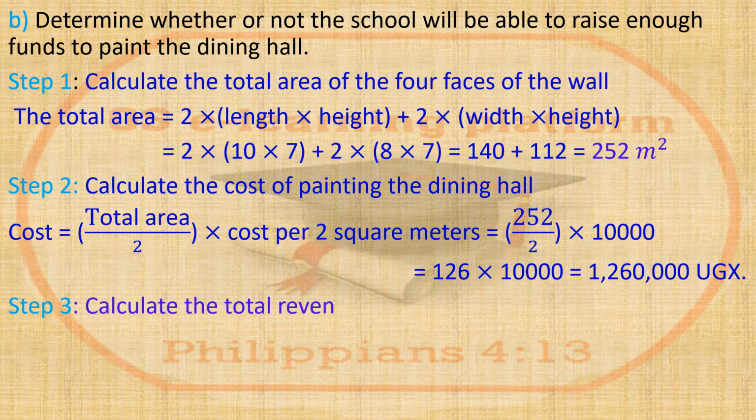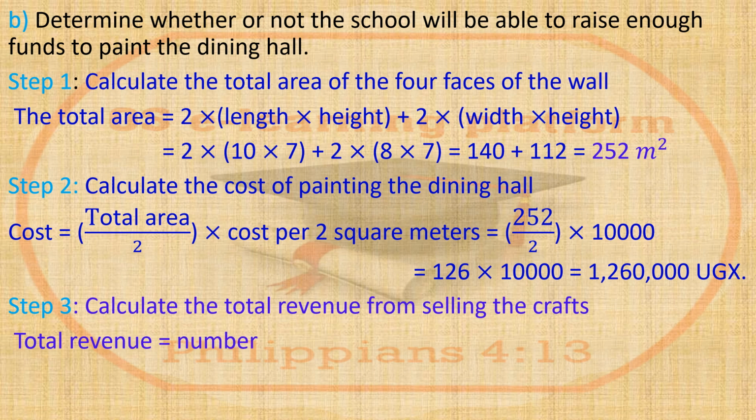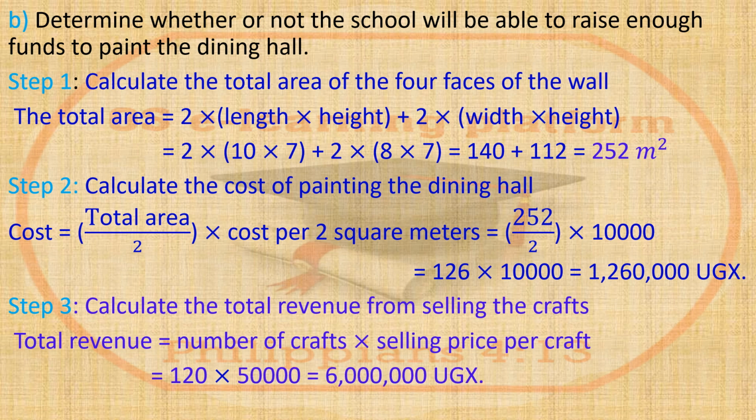In the next step, we need to determine the revenue from selling the crafts. So the total revenue is equal to the number of crafts made times the selling price per craft. We can vividly see that they made 120, and each craft is being sold at 50,000. We agreed about the selling price for each craft, and on multiplying we are getting 6 million Uganda shillings.